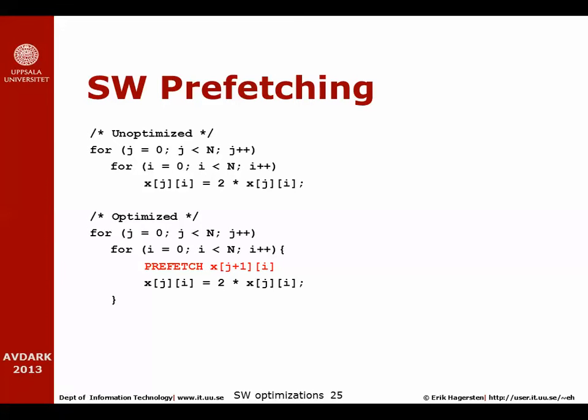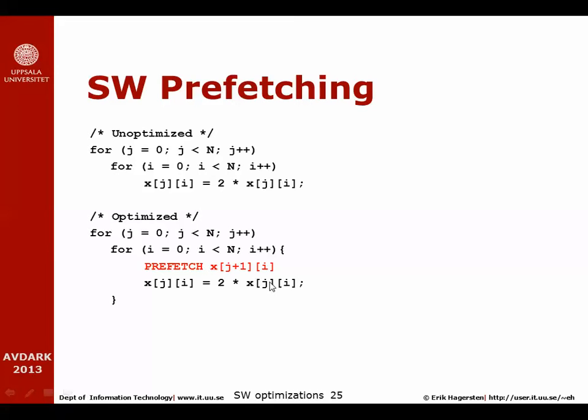These are not typically supported in high-level languages, so we would have to insert some kind of assembler intrinsic or some other assembler code. Here it's simply represented by a macro that would expand to such an insertion of assembler instructions. So what we do in this example is bring in the elements of this array that we are about to access in the next row, j plus 1, when we are accessing the element j.